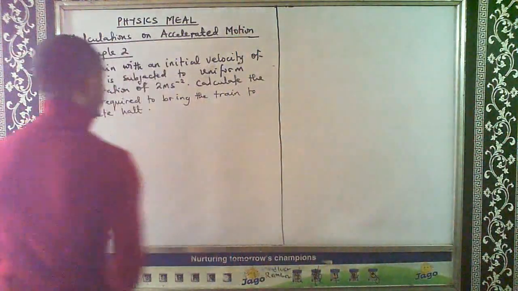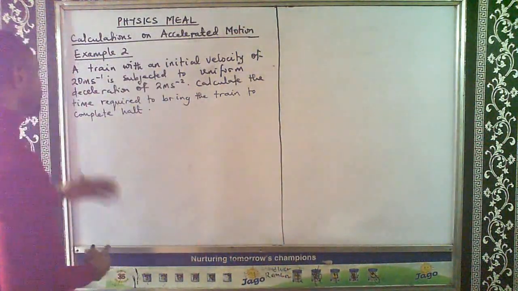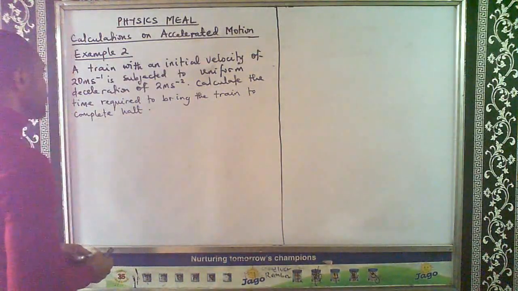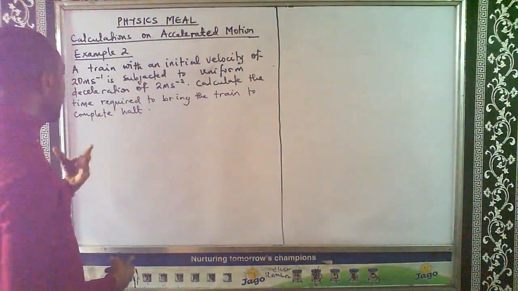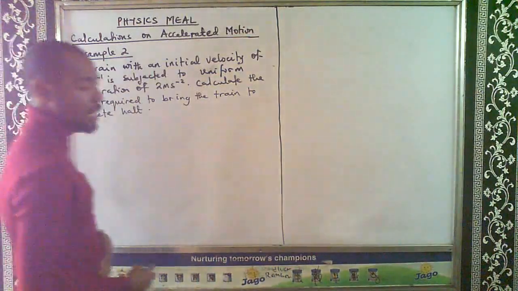Let's get down to business. A train with an initial velocity of 20 meters per second is subjected to uniform deceleration of 2 meters per second squared. Calculate the time required to bring the train to a complete halt.